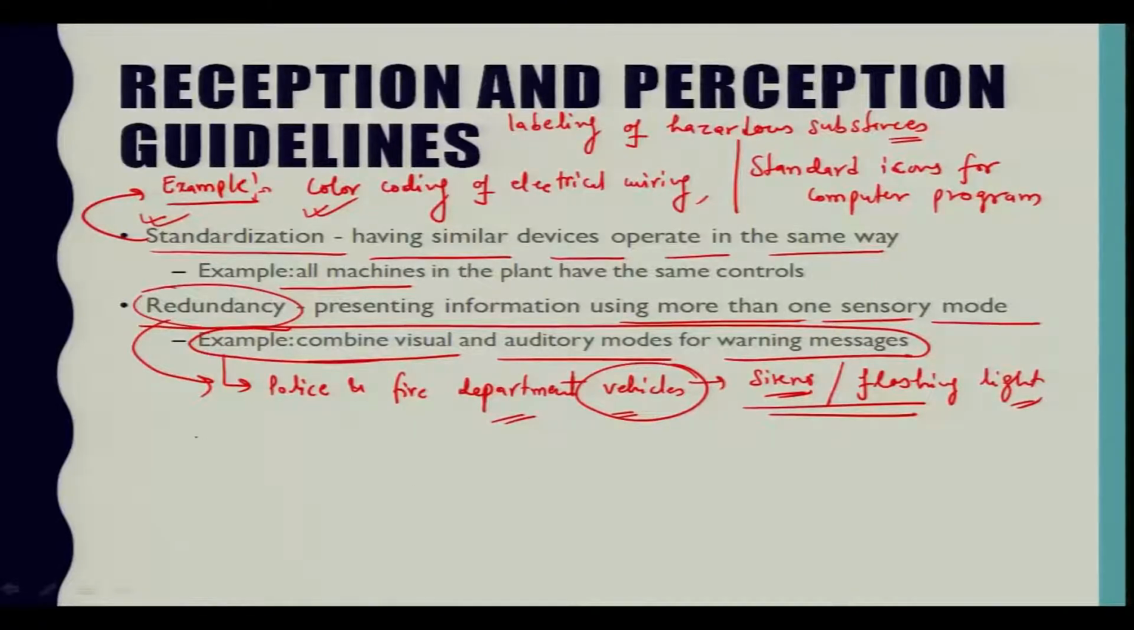Another kind of example you can take in any industry: a machine operator is more likely to be alerted if something is going wrong with the machine with the help of both auditory and visual signals. So those auditory and visual warnings can be taken as an example of redundancy here.